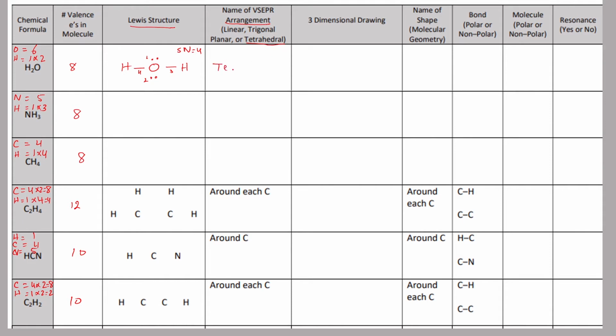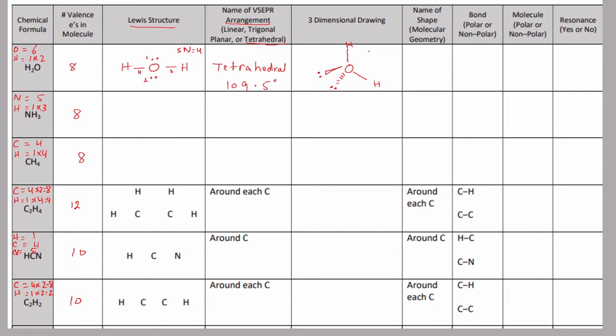So here you are going to write down the name, tetrahedral. You can also write down the bond angle. So the bond angle here is going to be 109.5 degrees. The three-dimensional drawing is the drawing of this VSEPR arrangement. This is what we learned how to draw. Okay, this is how we draw the tetrahedral. We have oxygen in the center, we have 2 hydrogens, and then we have lone pairs. This is the three-dimensional drawing.